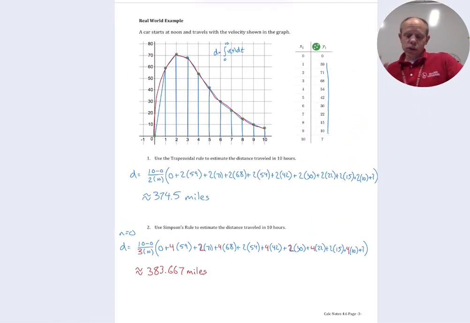And that is how you use trapezoidal and Simpson's rule to estimate the area under curves, especially when you don't have functions and all you have is a couple of data values. All right, so that has been 4.6 numerical integration.